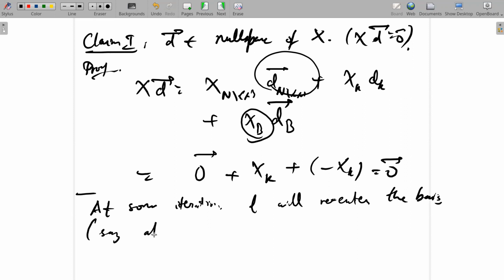Say at basis B hat. We started with basis B from one of those things in the cycle, and L exited, K entered. Now we cycle through again. After Q steps L will be there again, so there must be a first time L has come in. That is what we'll call B hat. L will re-enter the basis, say at basis B hat.